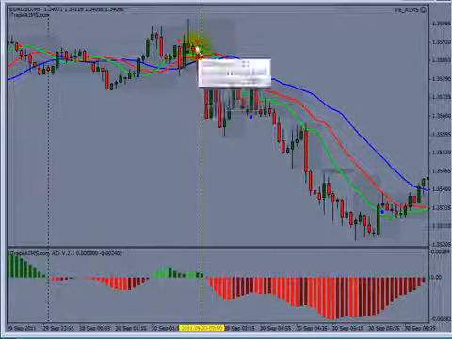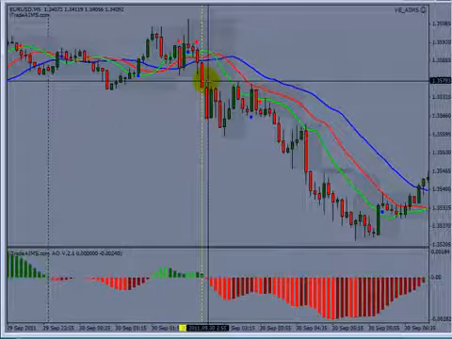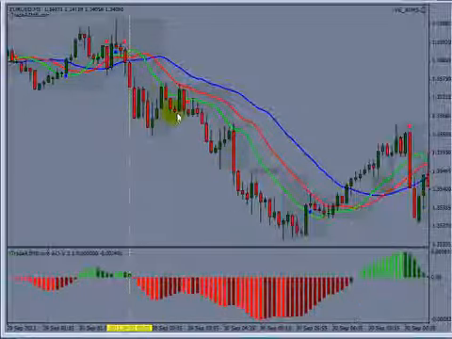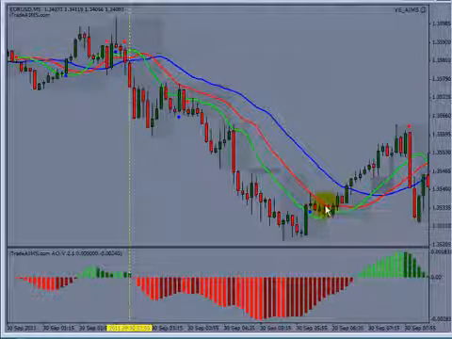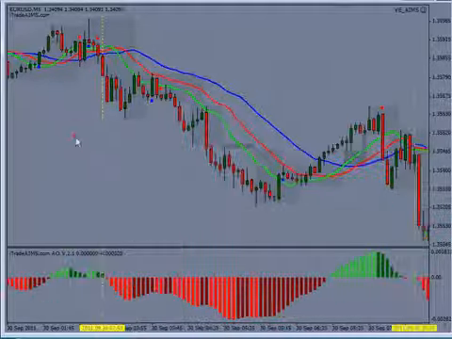See here, the alligator is asleep. You'd go short here, and all the way here you will exit. So that's the alligator.